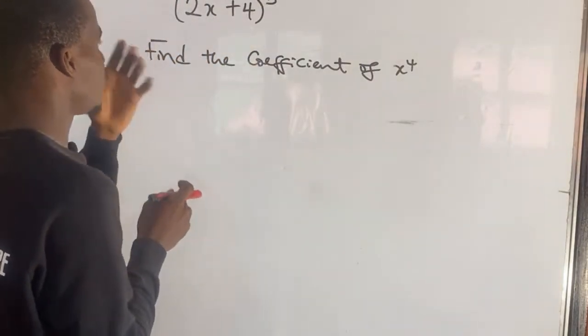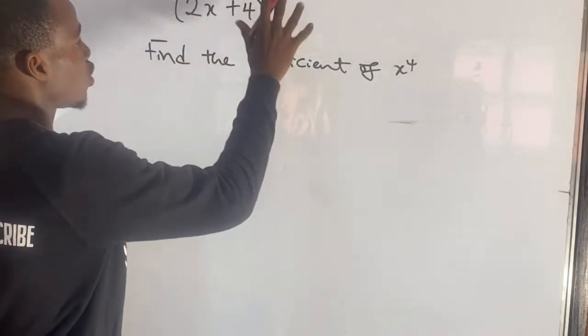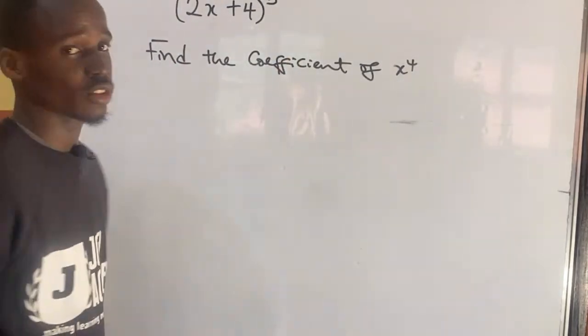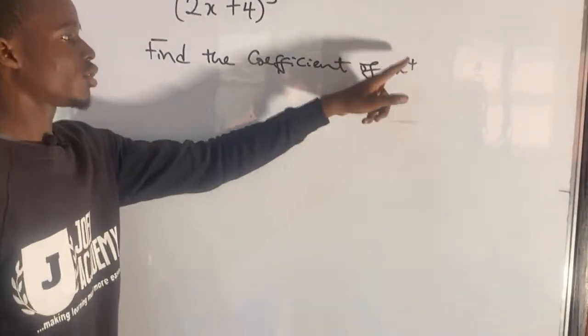Okay, so I gave this before we went off. So just be solving it before we continue. So now we have (2x + 4) raised to power 5. Find the coefficient of x raised to power 4. Now, our goal is to find the coefficient of x raised to power 4.